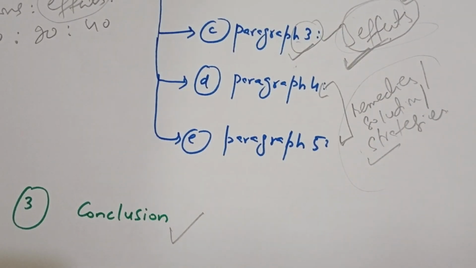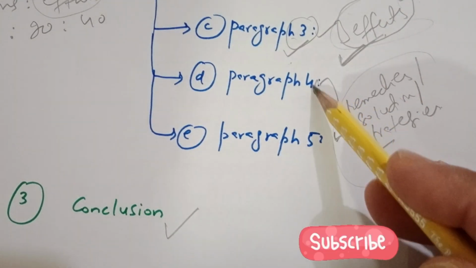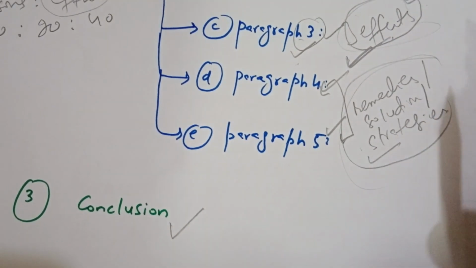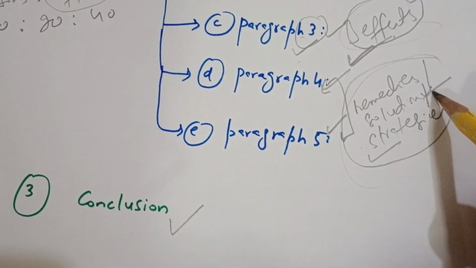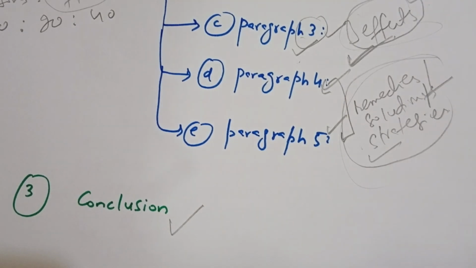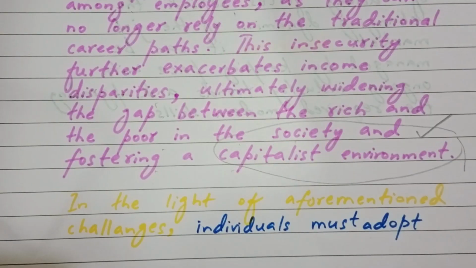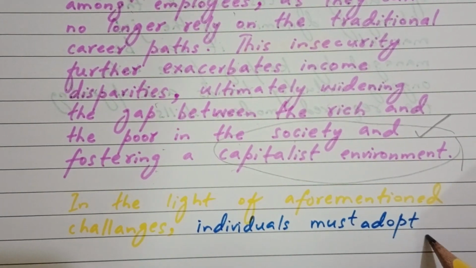Now we would move on to the 4th and 5th paragraphs, which would describe the remedies, or you can say solutions or strategies, to mitigate those problems. So here are the remedies, starting from paragraph 4.